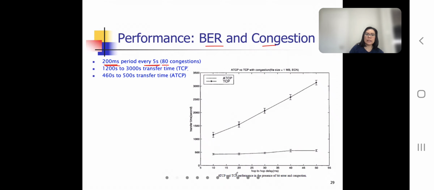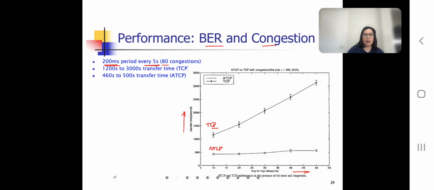And again, you can see that as we increase hop-to-hop delay, the x-axis, and this is again the transfer time for the file, ATCP has a much lower transfer time compared with TCP. ATCP is here and TCP is here. ATCP has much lower transfer time and is basically almost constant. It increased only a bit here. With TCP, as the hop delay increases, the transfer time also increases significantly.